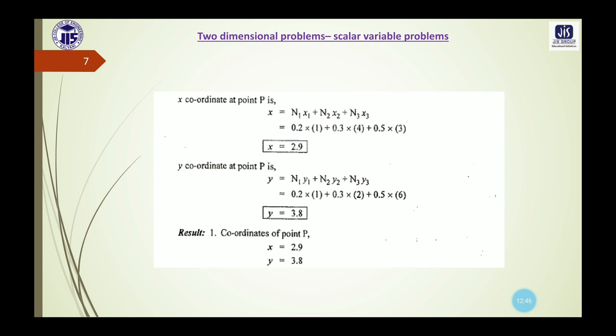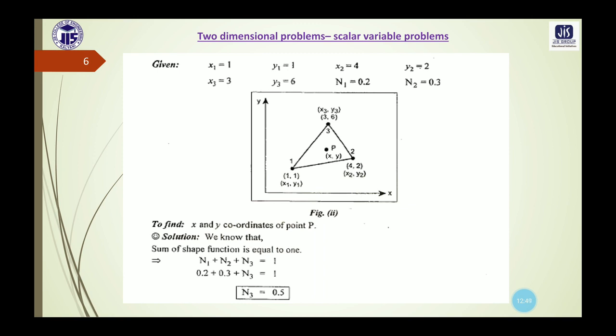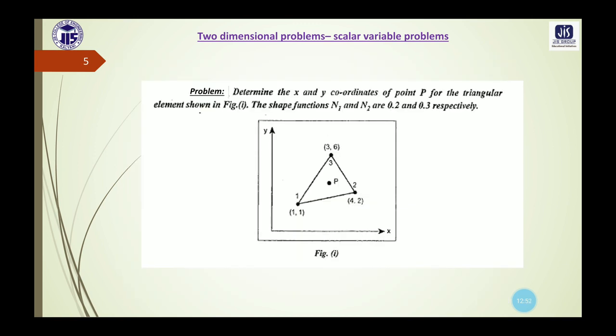So this is the procedure with the help of which we have calculated the x and y coordinates of this point P, which is inside the triangle or triangular element. First we have found the value of the shape function n3, as the values of n1 and n2 were given in the numerical. So we have used the relation n1 plus n2 plus n3 equals 1, so n3 equals 1 minus n1 minus n2. Using this relation we have calculated the value of n3, which is 0.5.